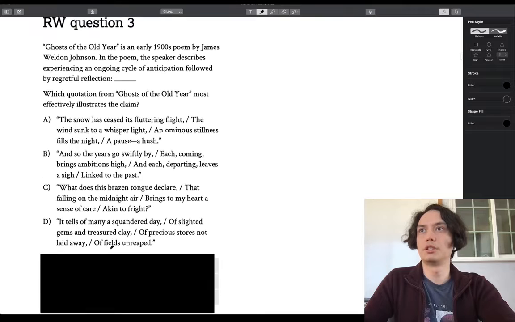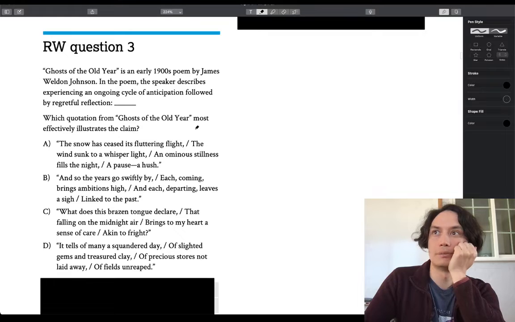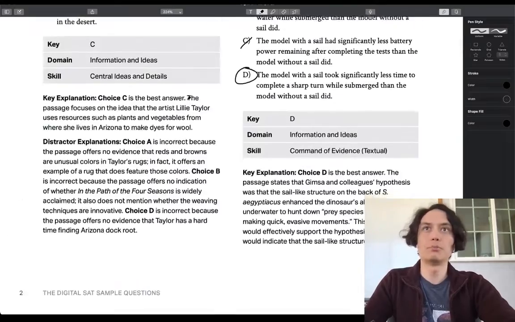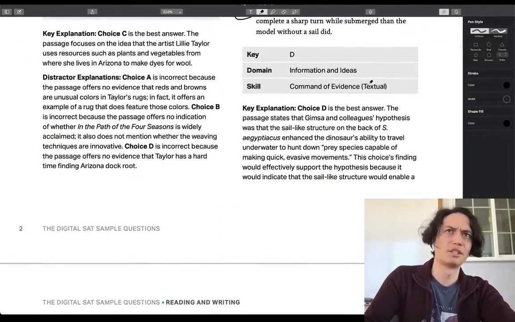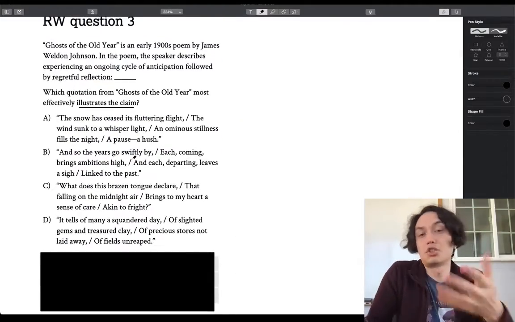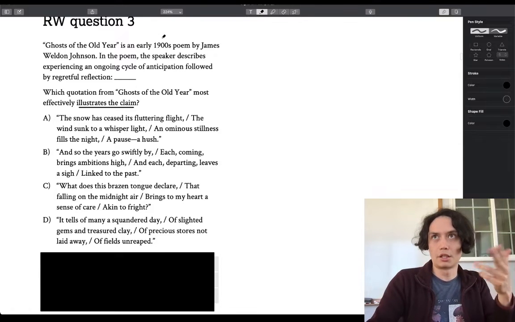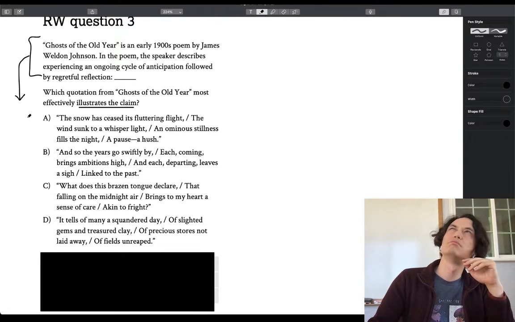Ghosts of the Old Year. Oh, this is one of the ones in the sample suite, so I've done this one before. Which quotation from the Ghosts of the Old Year most effectively illustrates the claim? This is the same kind of question. And here I'll just say, I hope that this is an information of ideas, command of evidence textual question. I don't know what textual means. Maybe it's not a textual question, but this should be the same kind of question. Here are some quotes, and we need to illustrate the claim above. Wait, no. Here's the claim, and we need to provide support for it.